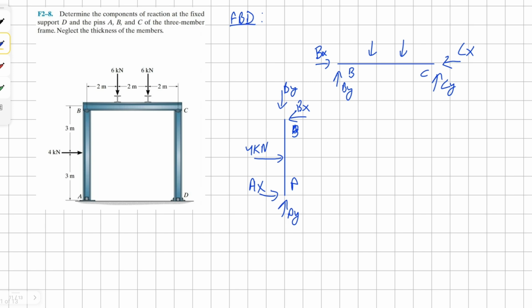Similarly, for our member CD, we'll have opposite reaction forces to the member BC. And for member D, since it's a fixed support, we're going to have three reactions here. So we're going to have horizontal and vertical. And then we're also going to have a moment, and I'm going to assume counterclockwise as a positive moment here.